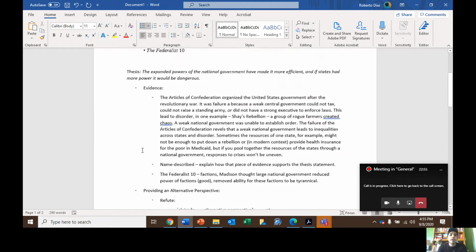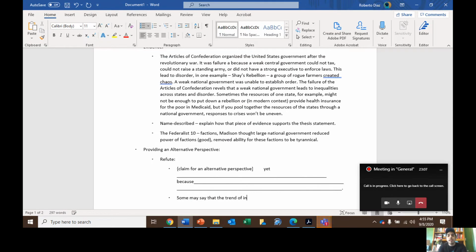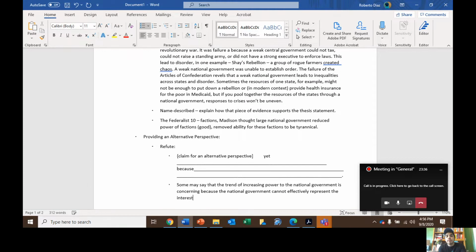So let's see. One point you can imagine from a Brutus #1 perspective, you can start off by saying some may say that the trend of increasing power to the national government is concerning because the national government cannot effectively represent the interests and values of people in the same way that state governments can. So this is very much a Brutus #1 argument.